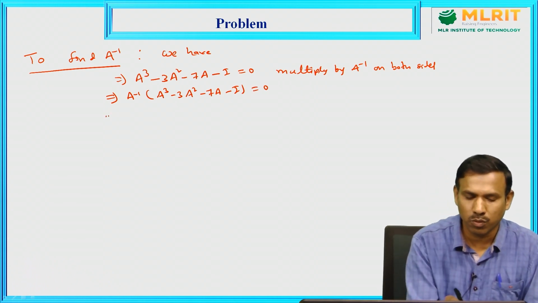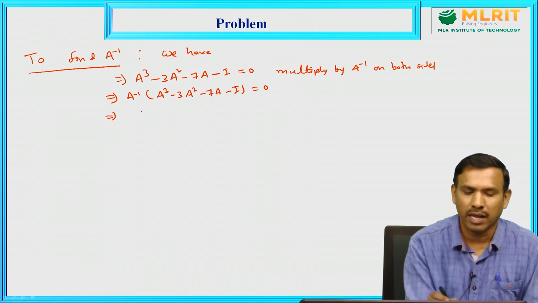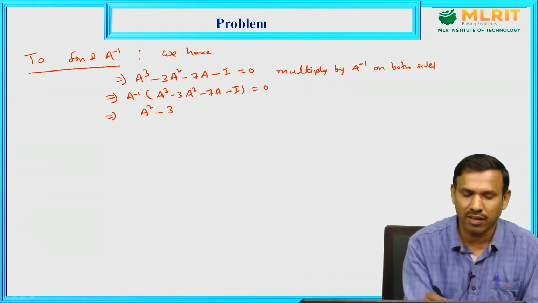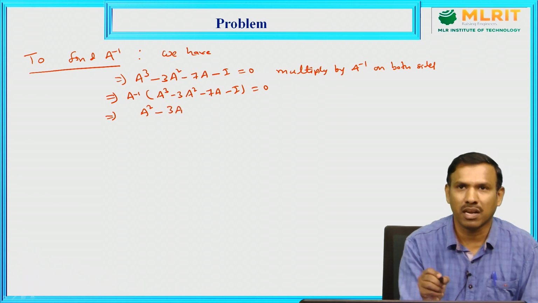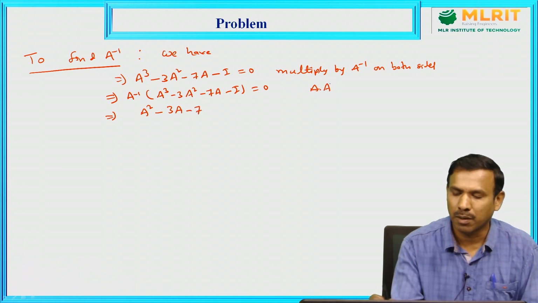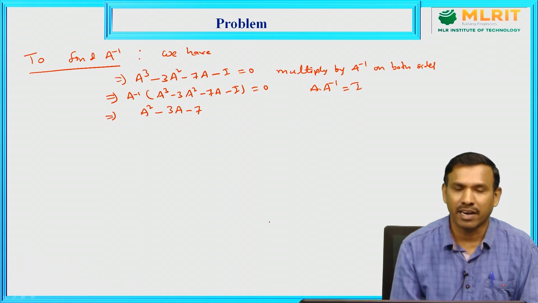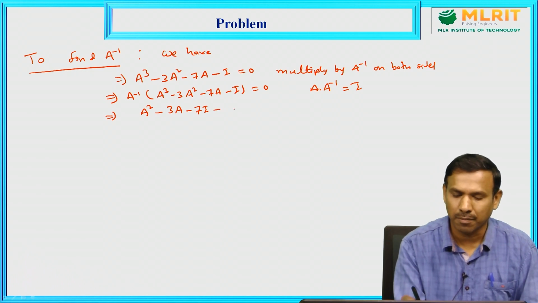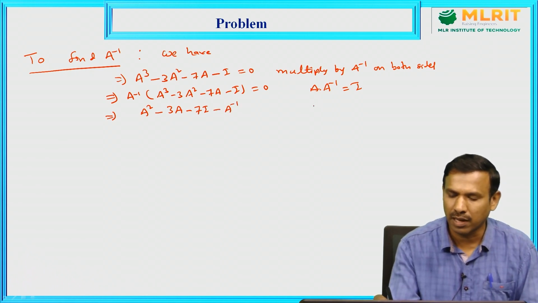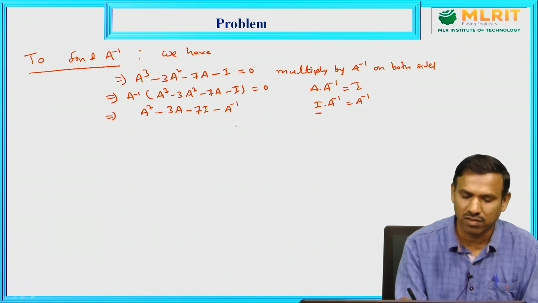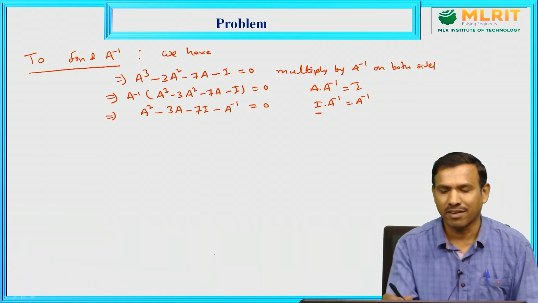We know very well how to multiply matrices. A inverse into A cube, A power 3 minus 1, that is A square. Minus 3 as it is, A square into A inverse, the bases are equal so powers should be added, 2 minus 1, that is A. Minus 7 into A inverse times A, when any matrix is multiplied with its inverse, the result is the identity matrix, that is 7I, right. Next, A inverse into I is A inverse, because I is the identity element, and when you multiply any matrix by it, we get the same matrix. Which is equal to 0, since A inverse into 0 is 0.